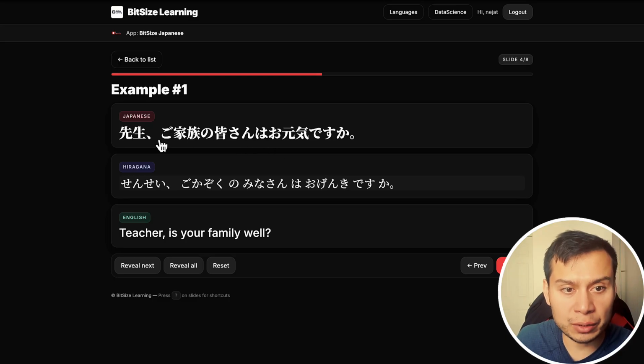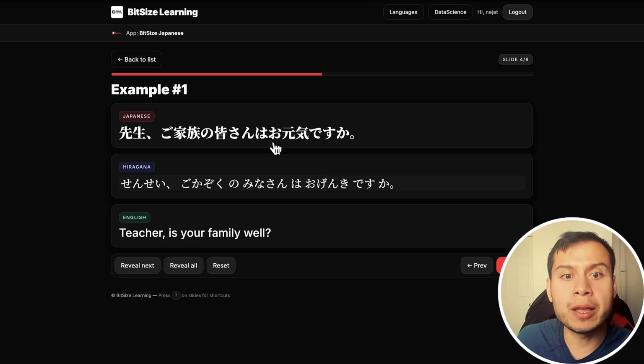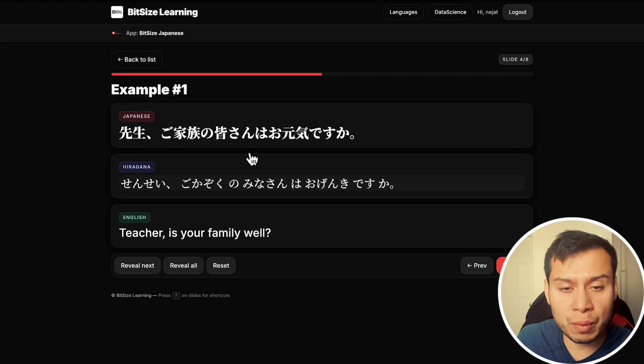So basically we added go to kazoku because kazoku is a Sino-Japanese word. It's more formal. So we added go, and o genki desu ka is more Japanese origin, genki desu. So we added o to make it more formal or more honorific. Okay, sensei, go kazoku no minasan wa o genki desu ka? So that's our first example.